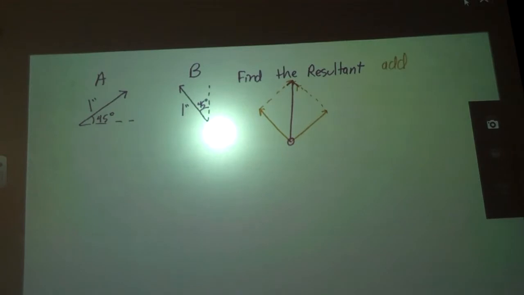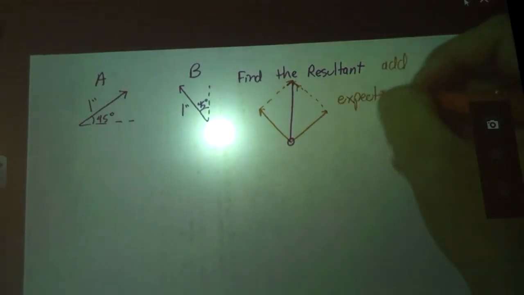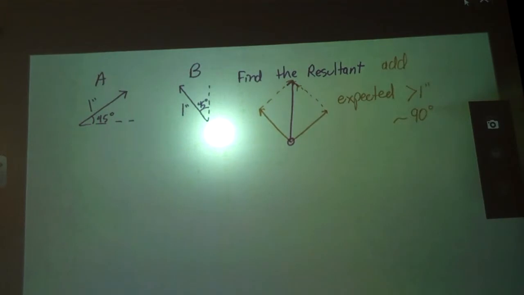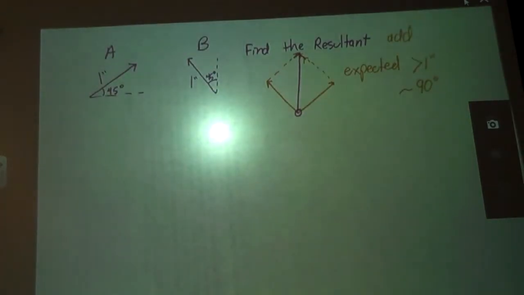So I'm expecting a vector that's a little bit longer than my other two, and something that points right about 90 degrees. So that gives me a way to check my answer, to tell me whether or not I'm even on the right track. So I'll write that down. So I'm expecting something a little bit bigger than an inch, and something kind of towards 90 degrees. But let's go ahead and do the math and see if we can actually prove that.